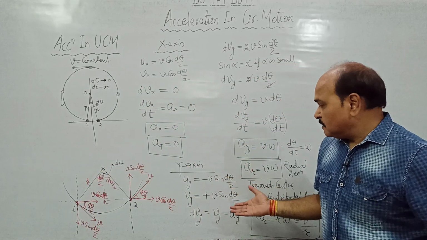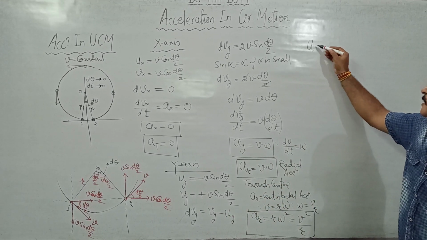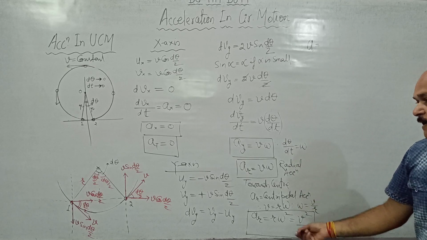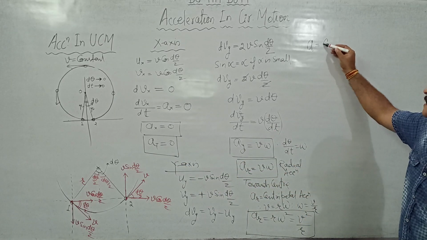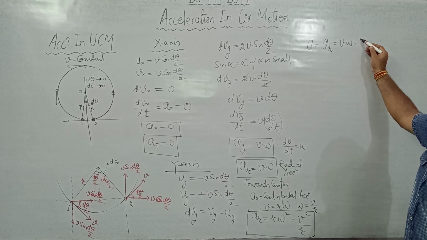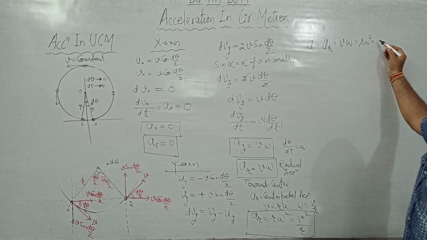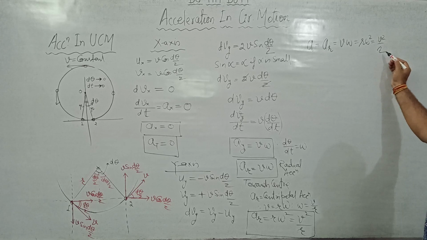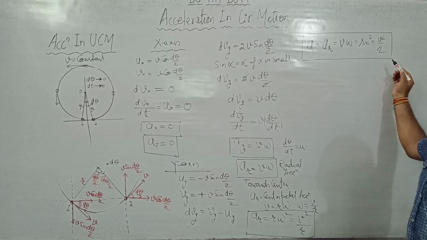Of course there is centripetal acceleration. So what is overall acceleration? Overall acceleration A is going to be the vector sum of AR and AT. Since AT is 0, the net acceleration is going to be AR. And that is v omega. It can be written as R omega square, and it can also be written as V square by R. So these are the various forms of the acceleration in uniform circular motion.